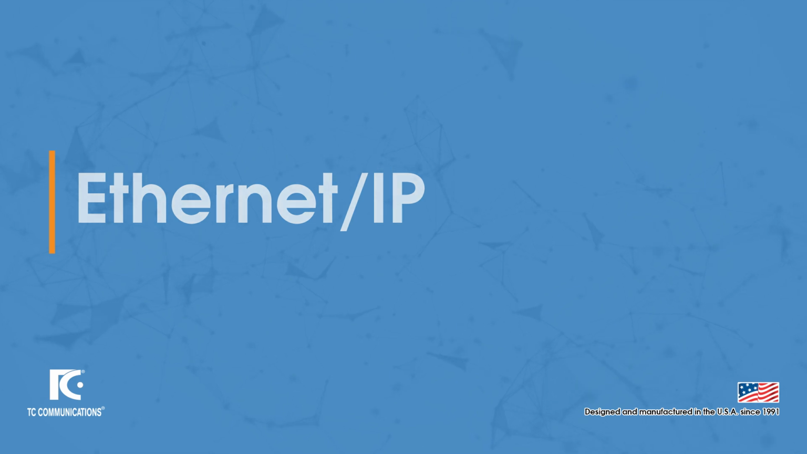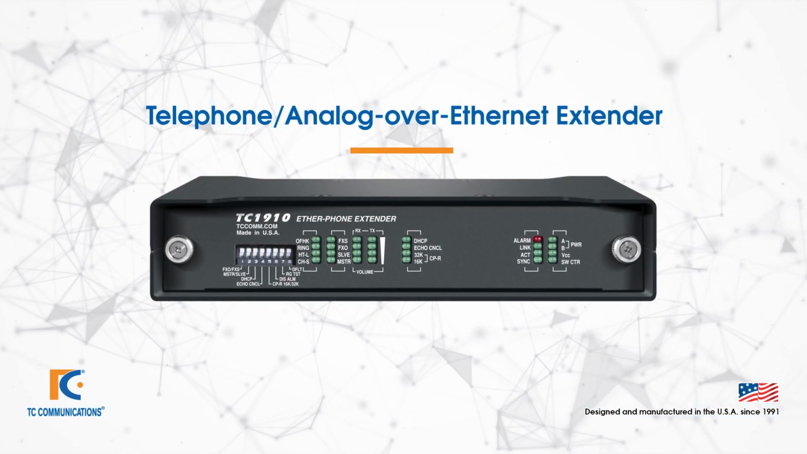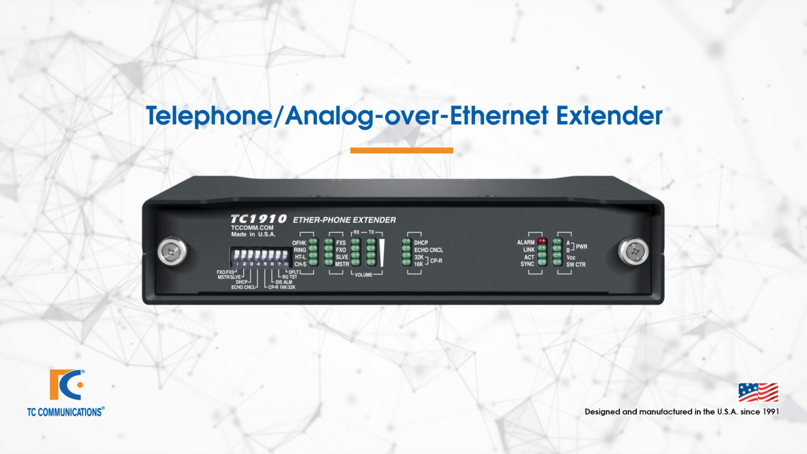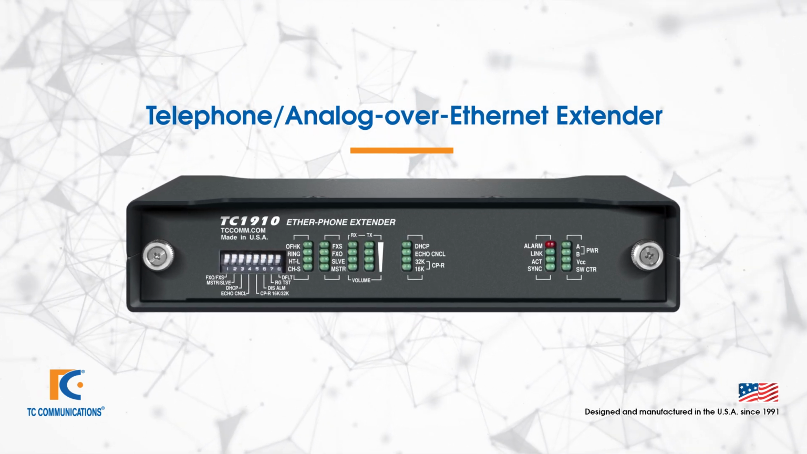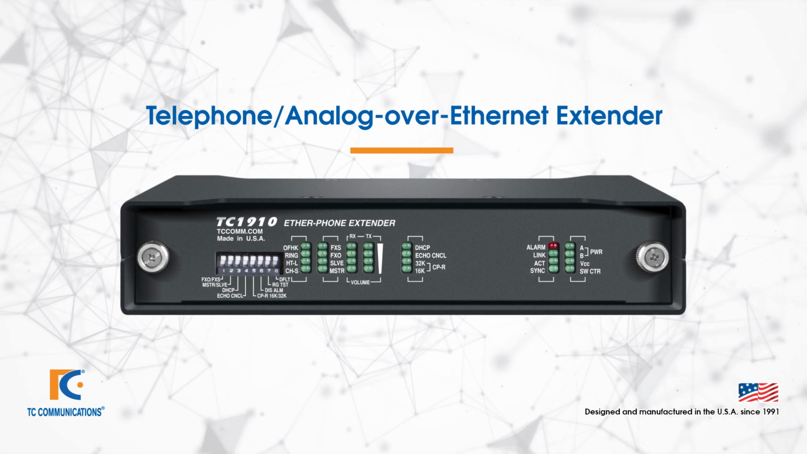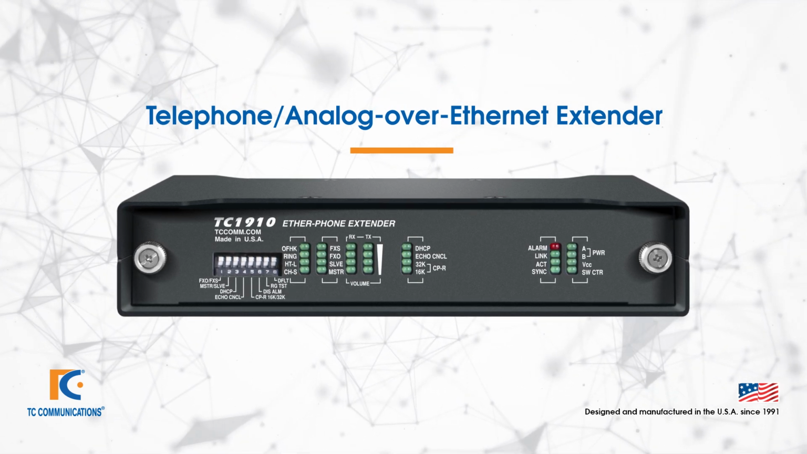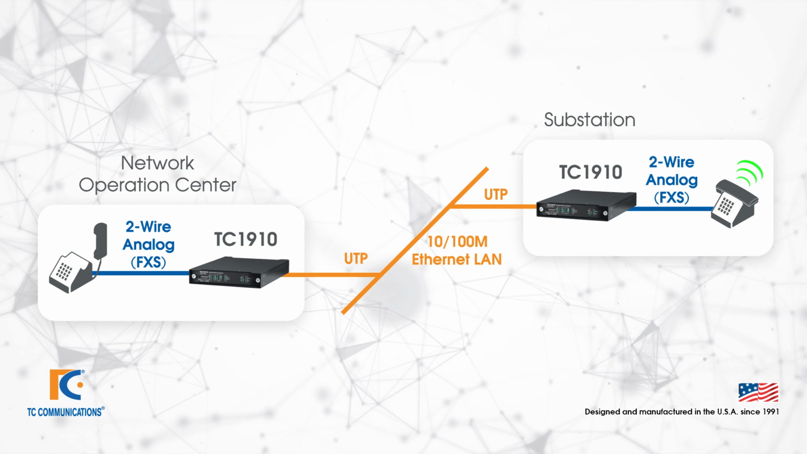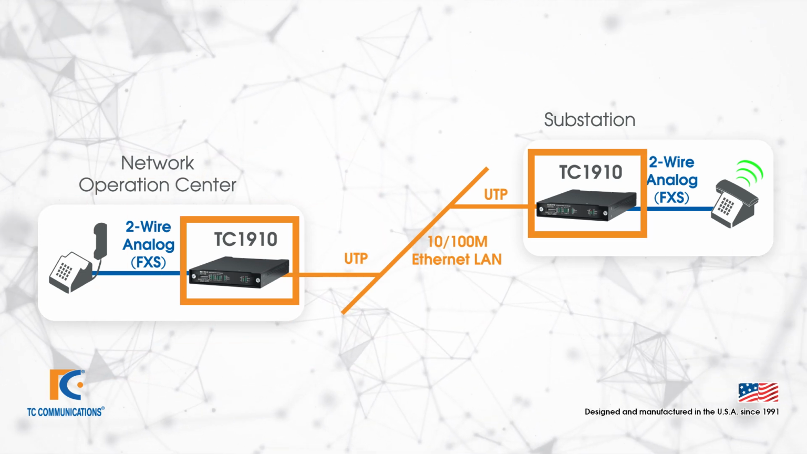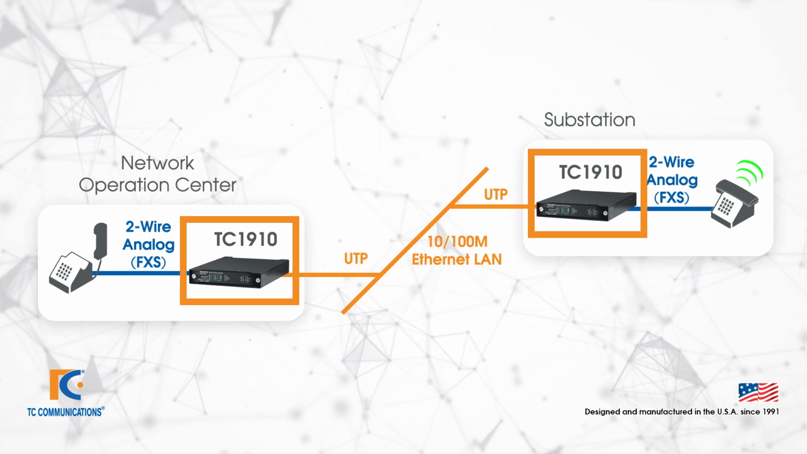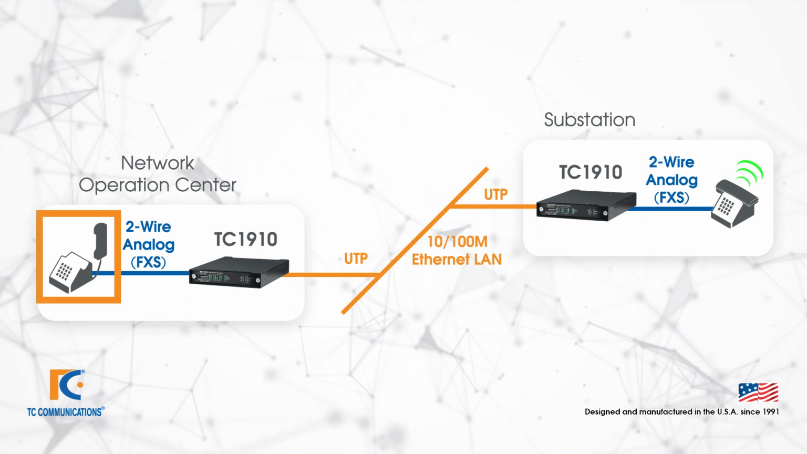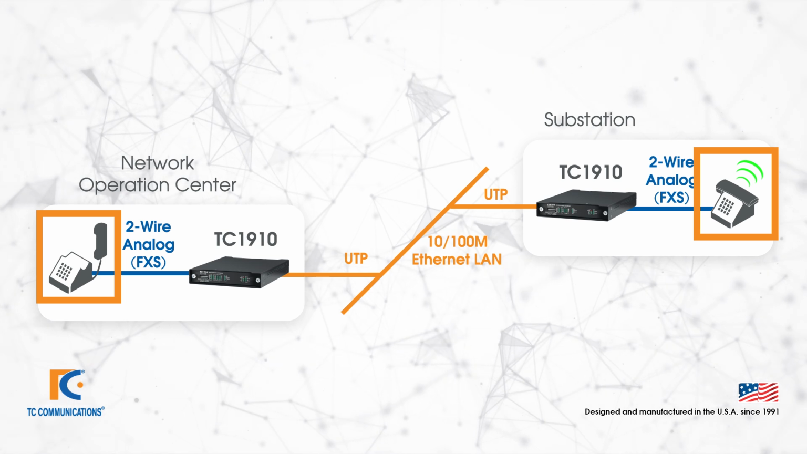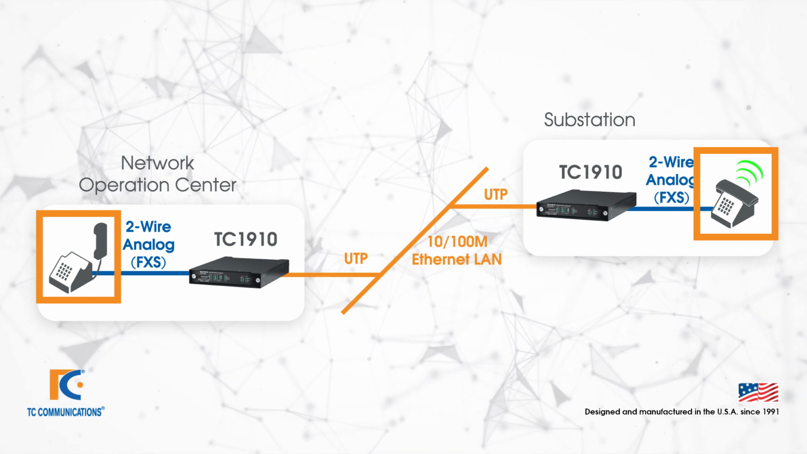The first is with our TC1910 telephone over Ethernet extender. The TC1910 is intended to provide a flexible point-to-point telephone service via an Ethernet network. In a crash phone scenario, you can have two TC1910s connected in a point-to-point application forming a hot link. Simply pick up the handset at one end, and the other will automatically ring until it is answered.